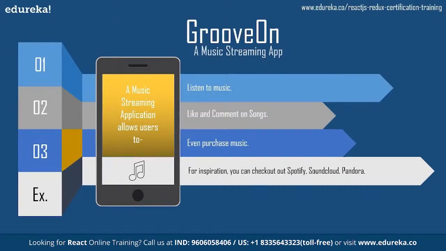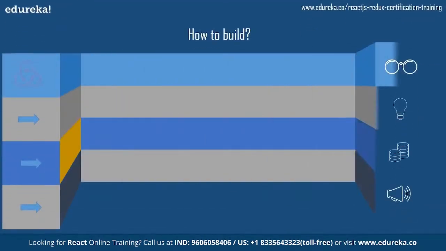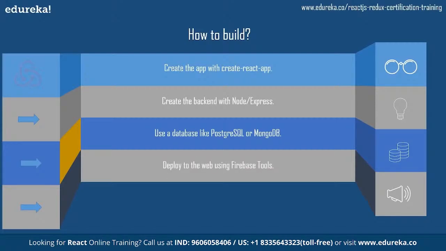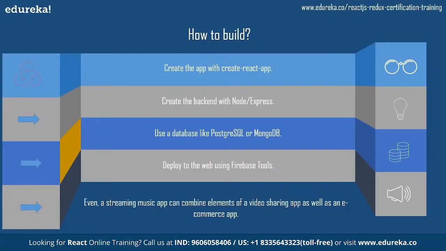For inspiration, you can check out the regular music apps which many of us switch to almost daily, like Spotify, SoundCloud, Pandora, etc. Now, let me give you an idea how to build it. So create the app with Create React App, then create the backend with Node or Express, then use Cloudinary for image and video uploads to the Cloudinary API. Then we can use databases like PostgreSQL or MongoDB, and then we can deploy it to the web using Firebase tools.